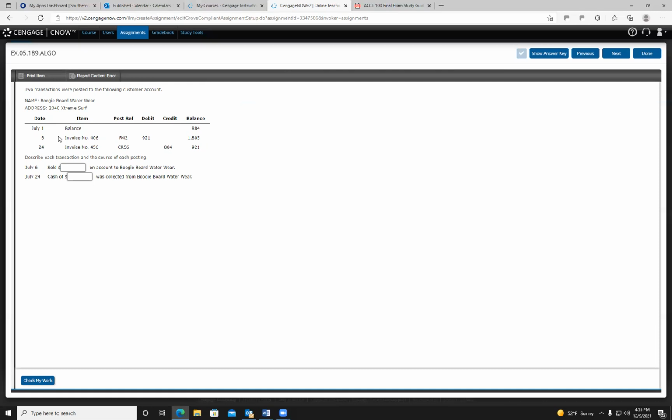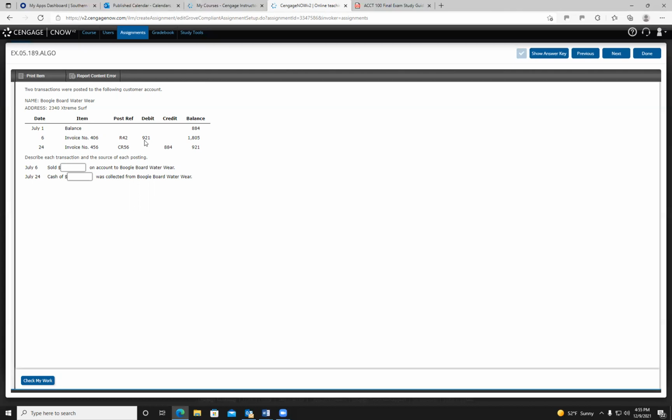On July 6th, we recorded invoice number 406. Our reference number, that R, means this came from the revenue journal. We debited the customer's account, the accounts receivable account, $921. So it came from the revenue account. Revenue is always recorded with a credit, we know this, and we're seeing here that it was a debit to the customer's accounts receivable.